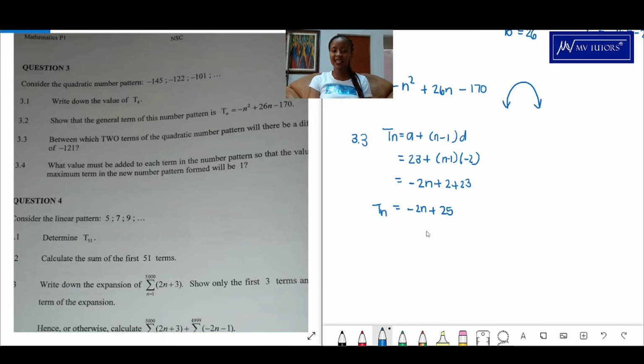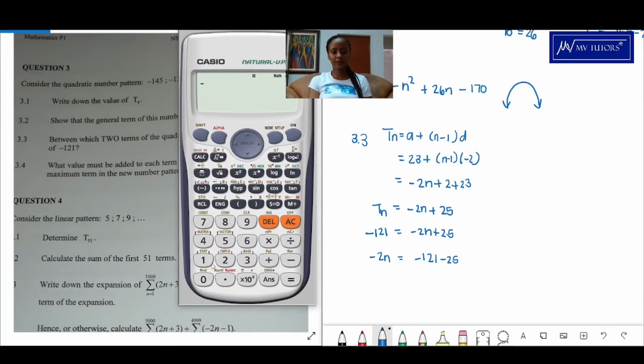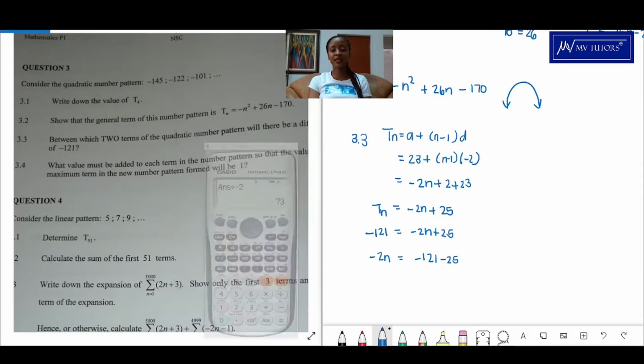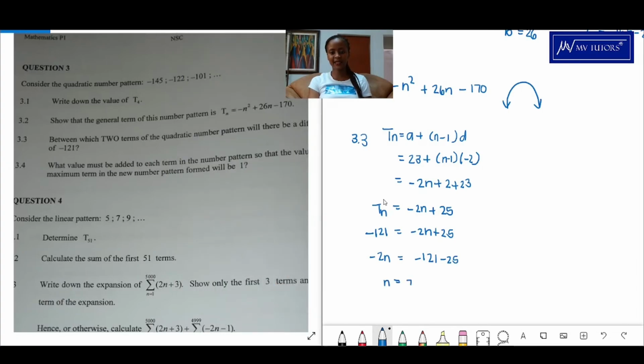I need to know what the n value will be if I have negative 121. So negative 2n plus 25 equals negative 121. Therefore, negative 2n is equal to negative 121 minus 25. If I use my calculator quickly, negative 121 minus 25 is negative 146. If I divide that by negative 2, I will get 73. So my n is 73.